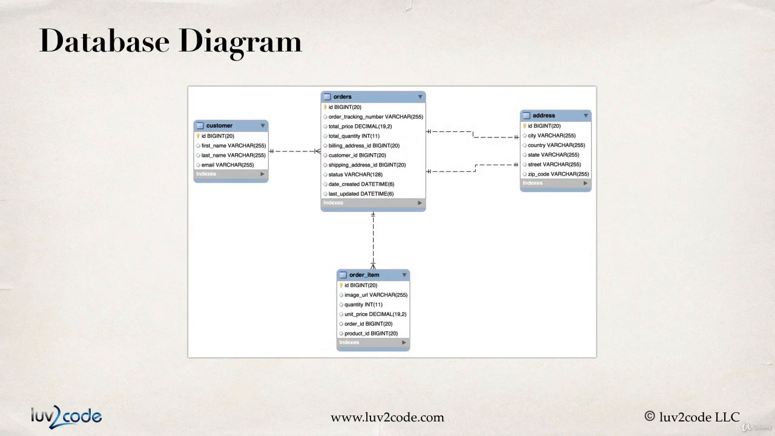And as a quick refresher here, here's our database diagram that we were working on. So we have the orders table. And then for a given order, it's associated with a given customer. And so we'll search for orders based on the customer's email address.